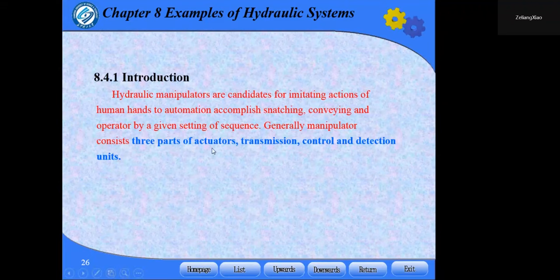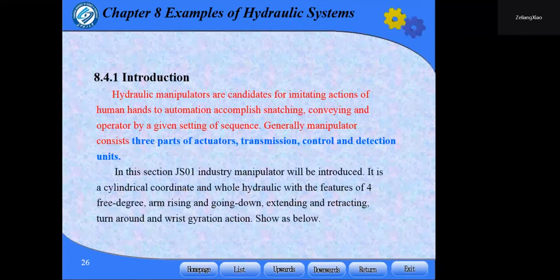A manipulator consists of three parts: actuators, transmission, control, and detection. An intelligent manipulator is equipped with sensors and brain power units. The transmission unit is usually done by electric or hydraulic means.